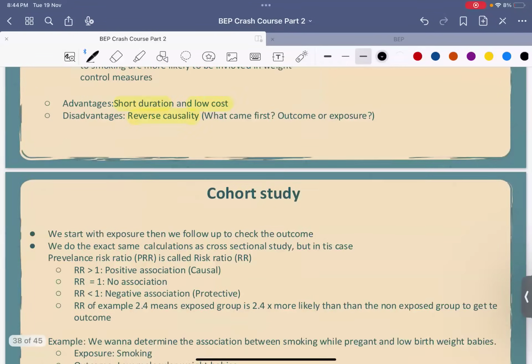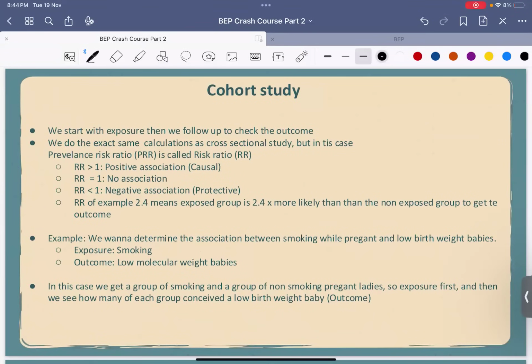Now cohort studies. Cohort studies are when we start with the exposure, then we follow up to check the outcome. This is the main difference between cohort and case control, which we're going to explain later. For example, we want to determine the association between smoking while pregnant and low birth weight babies. The exposure here is smoking while pregnant, and the outcome is getting a low birth weight baby. So this is the exposure and this is the outcome. We start with the exposure.